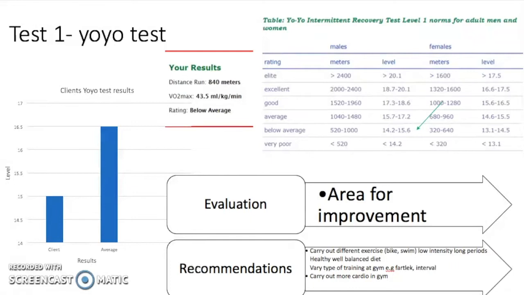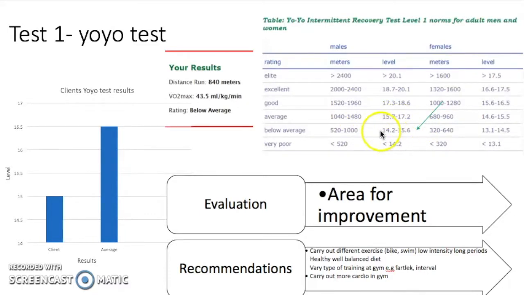So the first test I'm going to be talking about is the yo-yo test, which is carried out to measure the person's aerobic capacity. My client got a score of 15.2 in the test, with the distance he ran being 840 meters. His VO2 max, which I'll talk about later, is 43.5 milliliters per kilogram body weight per minute. The level he got in comparison with the normative data table for males leads him to fall in the below average area, so his score is 15.2.